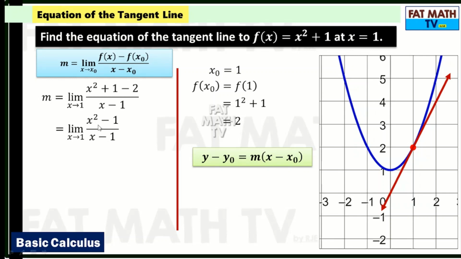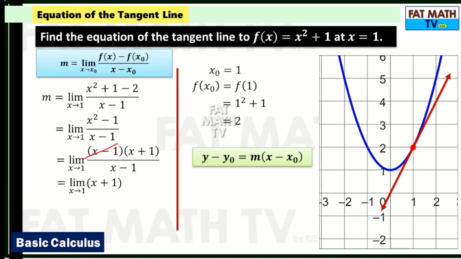You can factor or rationalize. Since we don't have a square root here, we will factor. In the numerator, we have x squared minus 1. That's a difference of squares. If you factor that, you will have the sum and difference of the square roots of this term and this term. The square root of x squared is x, and the square root of 1 is 1, so you will have a minus and a plus. Then copy the denominator, x minus 1. You can cancel x minus 1 and x minus 1. You will be left with the limit of x plus 1 as x approaches 1.